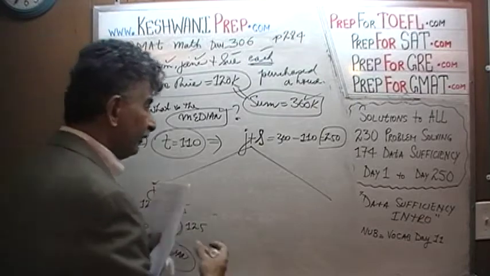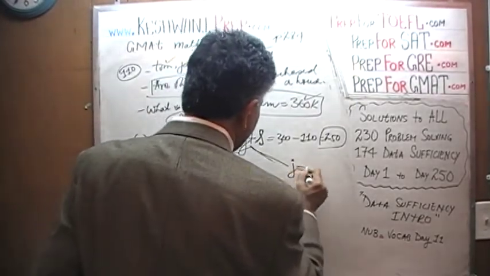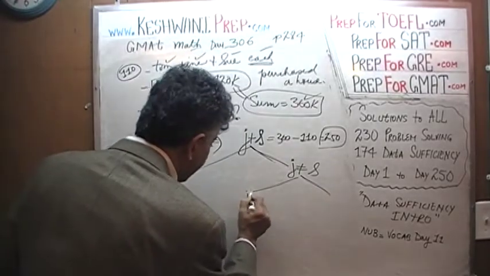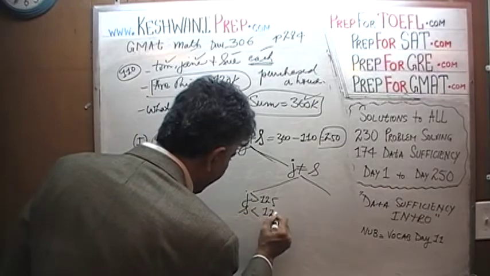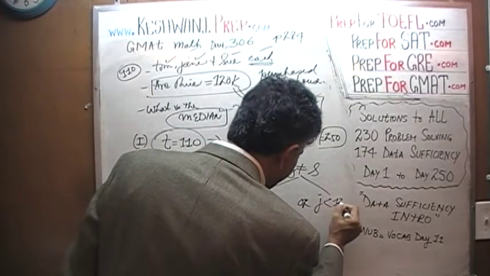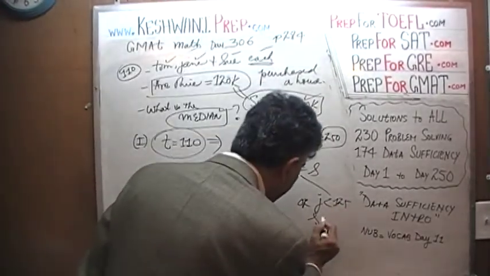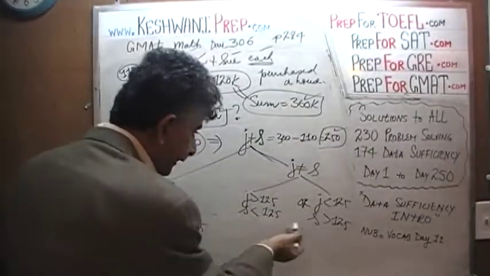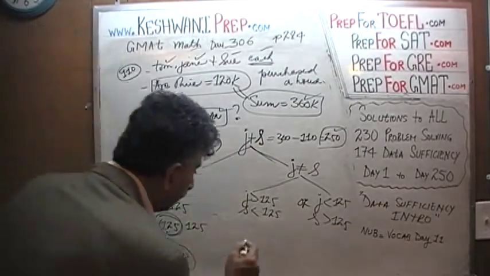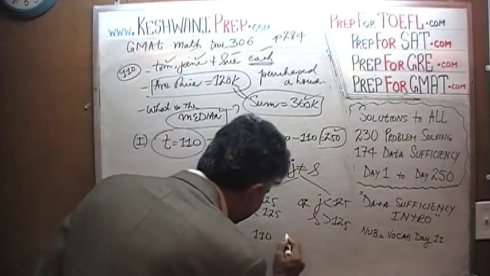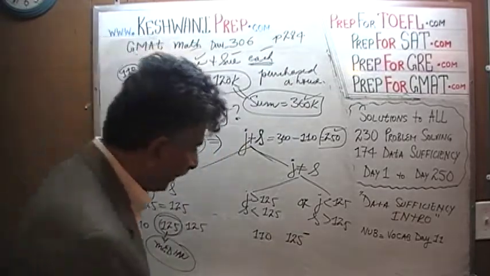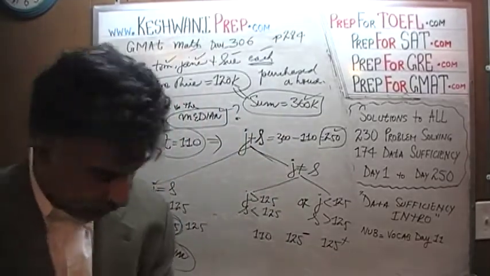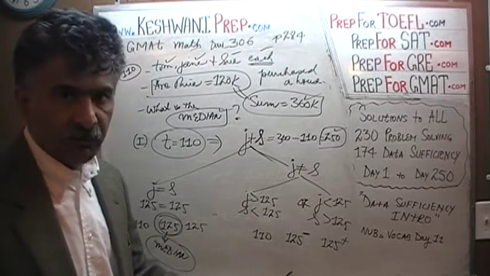And the other possibility is that perhaps Jane's house is not worth the same as Susan's house. In which case, there are two possible scenarios. Either Jane is more than 125, in which case Susan is going to be less than 125, or Jane's house is worth less than 125, in which case Susan's house has to be more than 125. That's the only way they're going to add up to 250. So here the three entries that we have are 110, something that is less than 125, and something that is more than 125. One of these two entries is going to be Jane, and the other one is going to be Susan. We don't know which one, it doesn't matter.